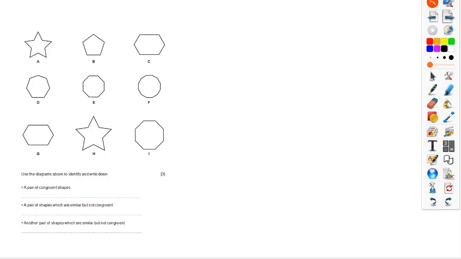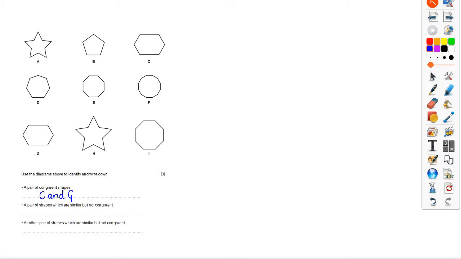And finally, just to finish off, we'll have a little look at a past paper question. So the question says, use the diagrams above to identify and write down a pair of congruent shapes. So remember, congruent shapes, same shape, same size. So in this case here, the congruent shapes would be C and G. Shape C and G are exactly the same shape and exactly the same size.